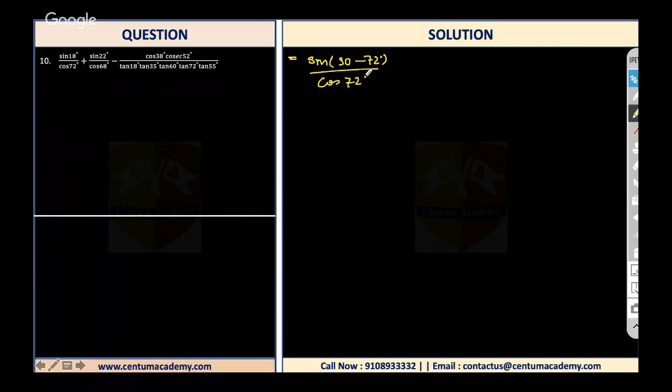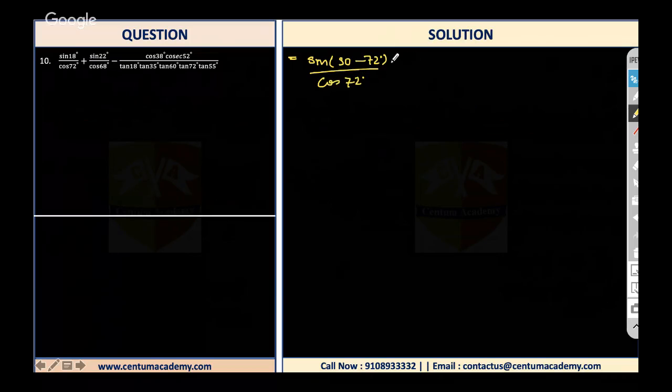Yeah. Now again, this is simple. So how to do this? Sine 18, again the same ideology, same philosophy will be applied. So hence it is sine of 18 degrees. So it is given as sine of 90 minus 72 degrees divided by cos of 72 degrees.